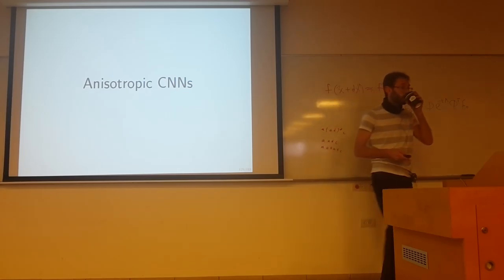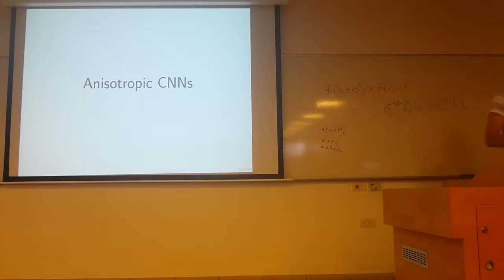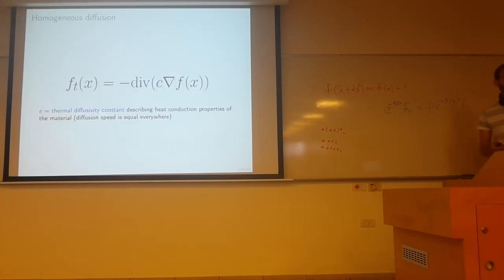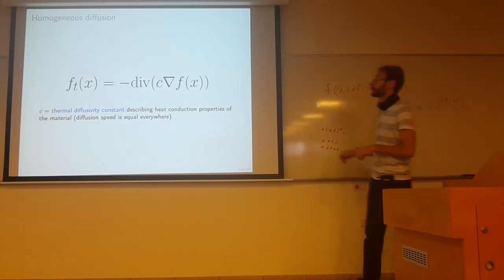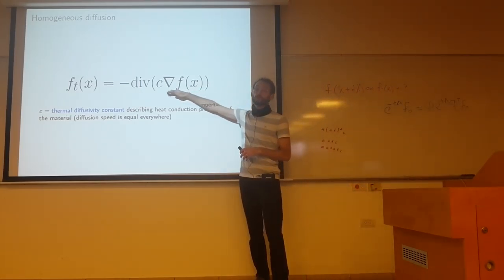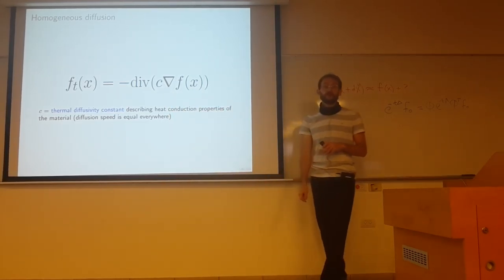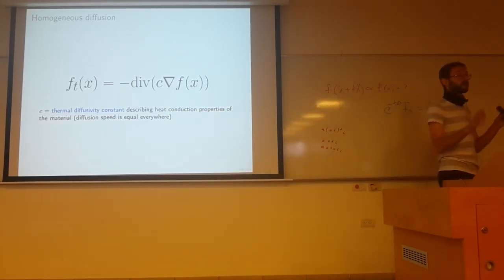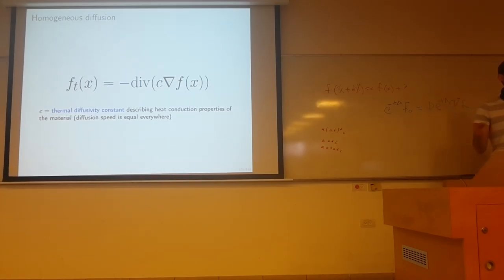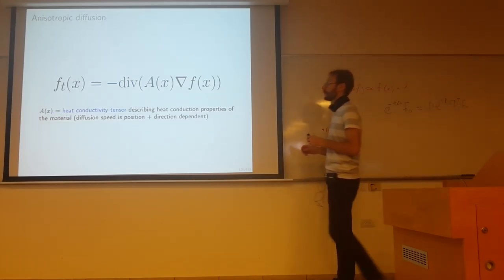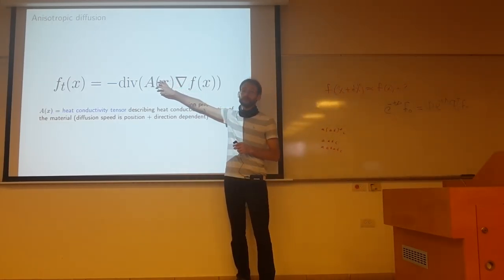So the next thing, this is actually a recent paper that will appear in NIPS, is constructions of convolutional neural networks using the anisotropic diffusion process. So we've seen already the diffusion equation, right? It looked like this. This was the homogeneous diffusion equation. Remember we called C the thermal diffusivity constant, and we assume that it's fixed in space. So each point of our surface conducts the heat in the same way.